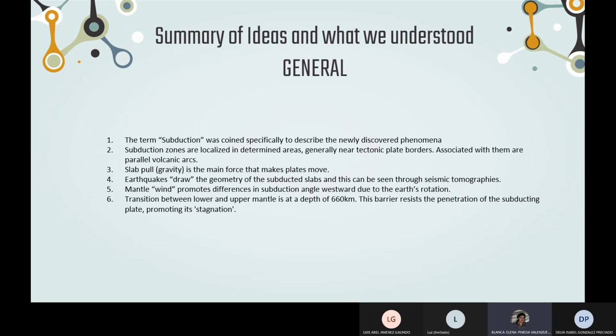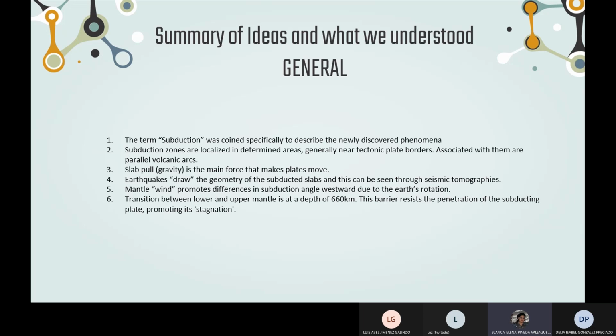First, in the general gist. 1. The term subduction was coined specifically to describe the newly discovered phenomena. 2. Subduction zones are localized in determined areas, generally near tectonic plate borders. Associated with them are parallel volcanic arcs. 3. Slab pull, gravity, is the main force that makes plates move. 4. Earthquakes draw the geometry of the subducted slabs, and this can be seen through seismic tomographies.